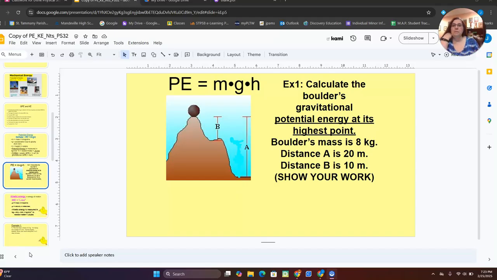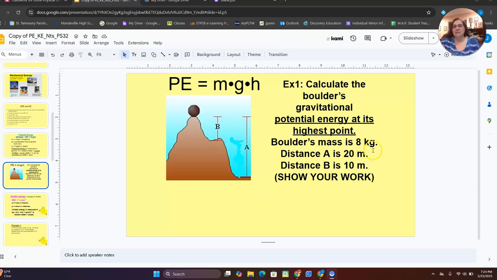All right, so in this example, we have a boulder. It is sitting atop a hill, and on the hill we have two positions. If the boulder rolls down, it could get stuck at point B, and the distance from the top of the hill to point B is 10 meters. Or the boulder could roll all the way down to the bottom of the hill, to point A, which is a 20-meter fall. So it's like the difference between the boulder falling 10 meters versus falling 20 meters straight.